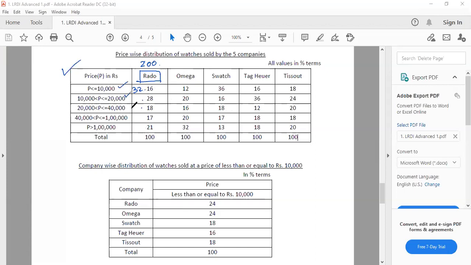28% would be this price. 18% is this price, like this. 21% would be priced above a lakh. So 21% of 200 means 42 watches. Okay, so this is how the data is.